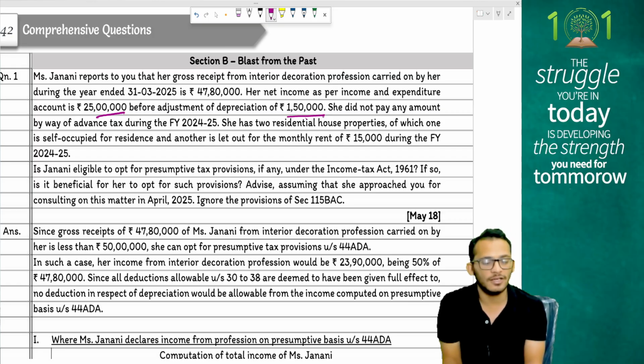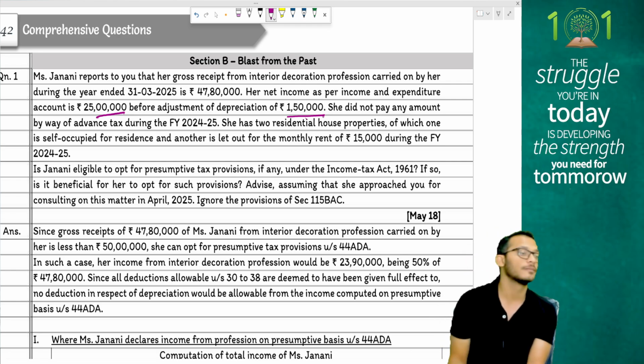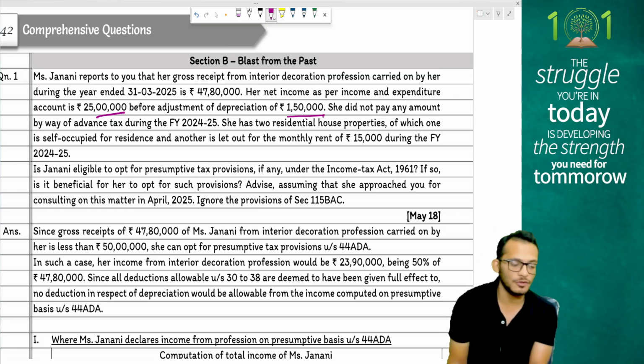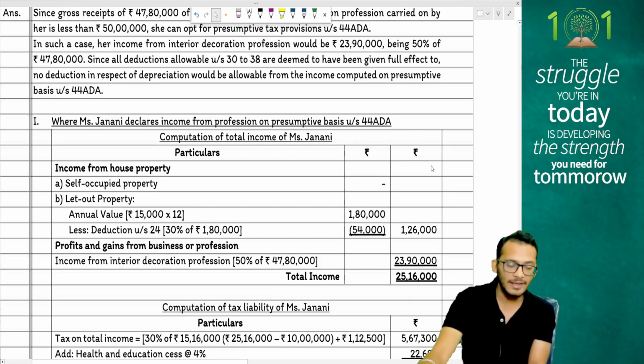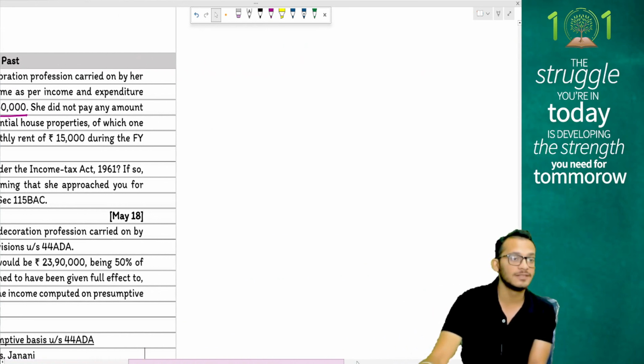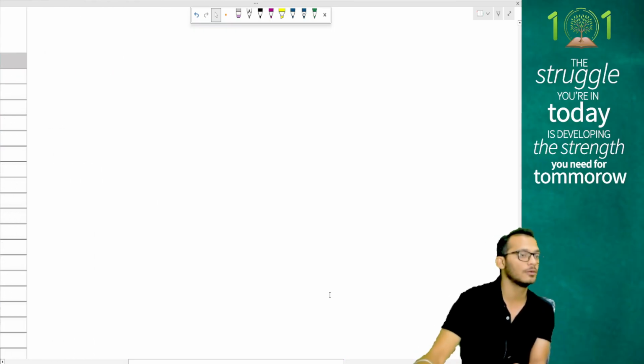She has two residential house properties, one of which is self-occupied and the other is let out for a monthly rent of 15,000 rupees. Is Janani eligible to opt for presumptive? Yes. If so, is it beneficial for her to opt for presumptive? I don't know. Advise, assuming that she has approached you for consulting on this matter. I need to check two things: first, what happens in presumptive and what happens without presumptive.